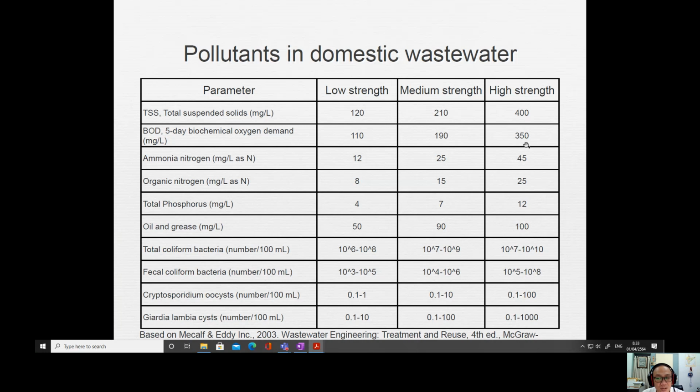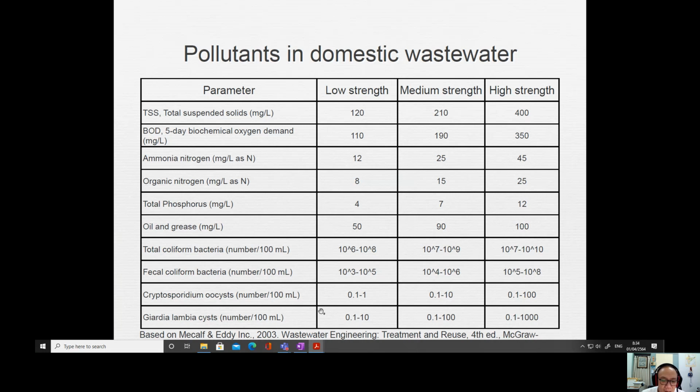The BOD could actually be 350 to 400 milligrams per liter. This is quite common. But for the low strength gray water, the BOD could be around 100 or even less than 100 milligrams per liter. Remember that according to the effluent quality standards, we are allowed to discharge BOD smaller than 20 milligrams per liter, not as high as 100 milligrams per liter like this.